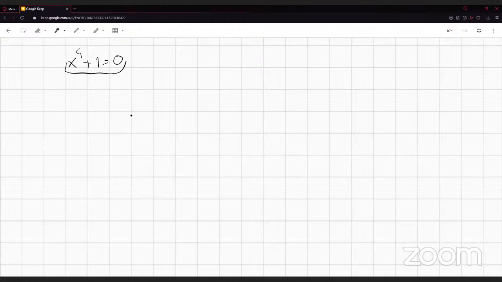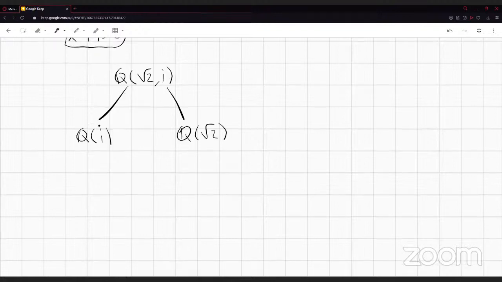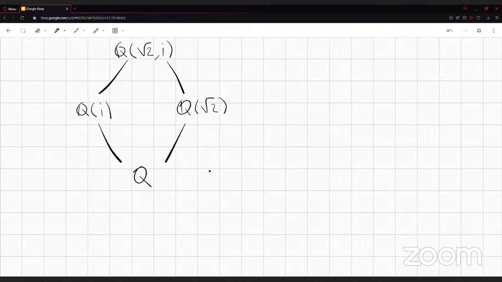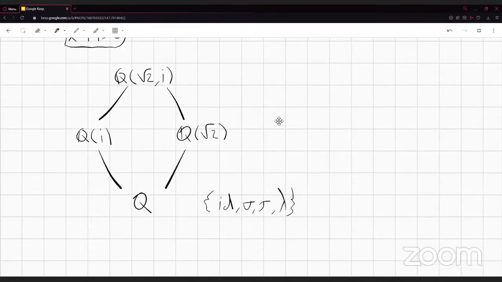For example, let me draw a sketch of this field extension tower. Q(i), Q(root 2), and we have Q here. We first looked at the automorphisms that fix Q, which are the identity, sigma, tau, and lambda. And we want to look at automorphisms that fix Q(root 2), for example, or Q(i). Since we are adding more requirements to the morphisms, our groups will get smaller and smaller each time.